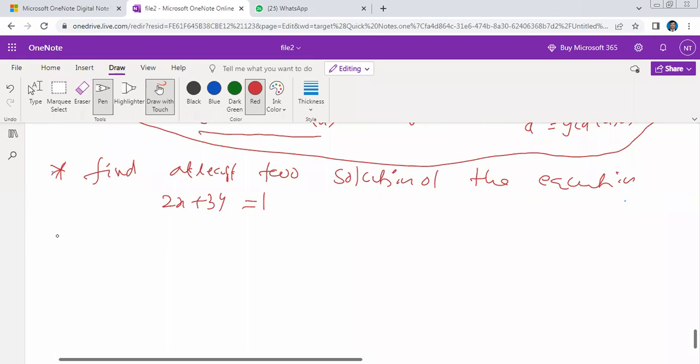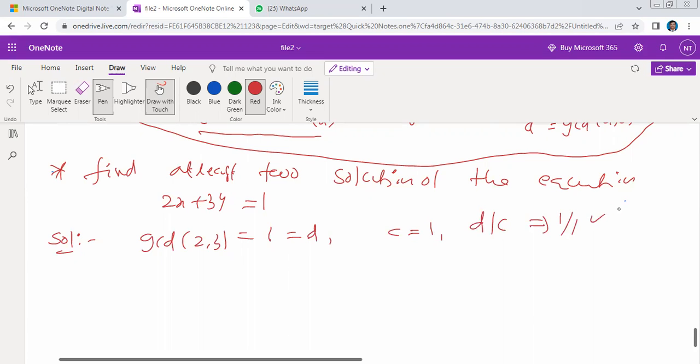Is it solution or not? GCD of 2 comma 3 is 1. Sir, it has a solution. This is equal to 1, which is equal to d. C is equal to 1. D divides C. Yes, 1 divides 1. Right, it has a solution.